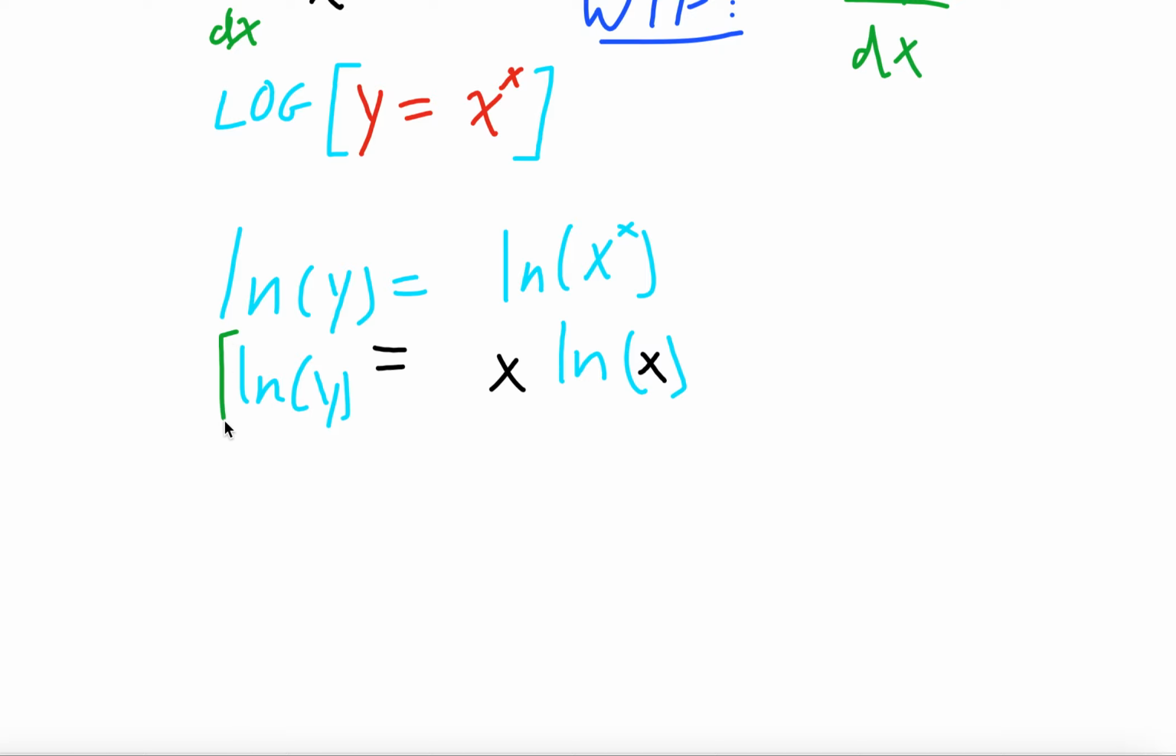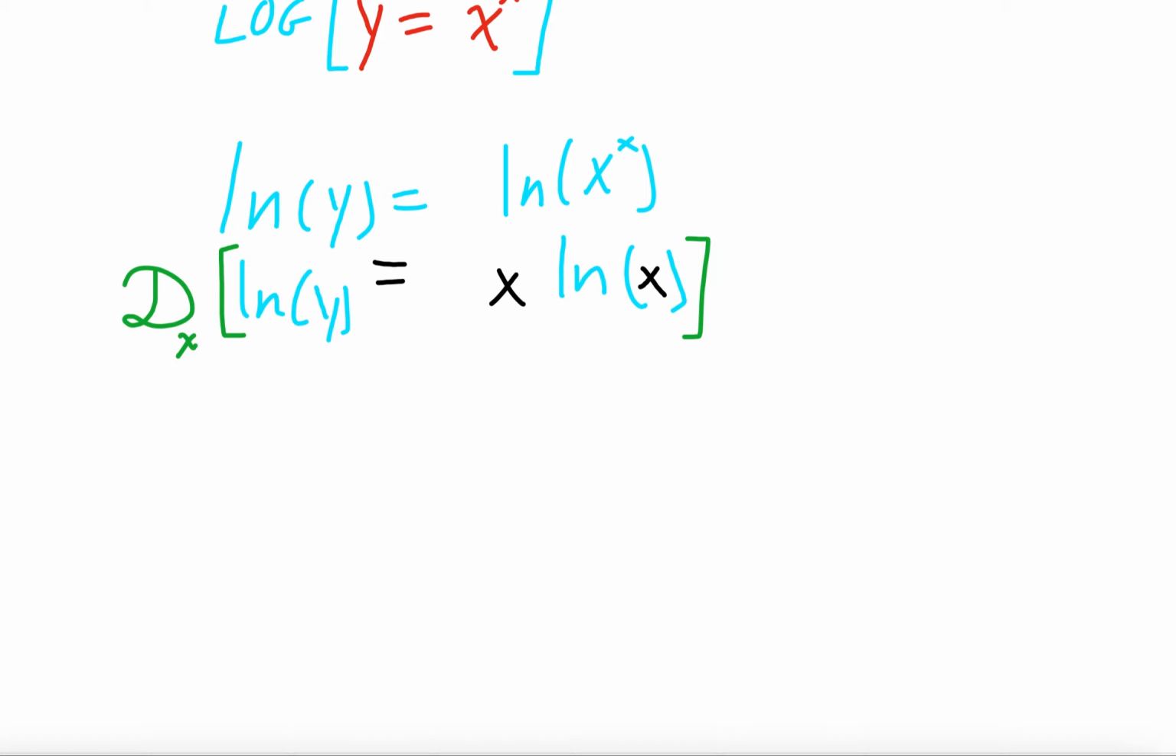And now we're going to use the derivative operator, which just means take the derivative, but we're going to do it with respect to x. So here's a curly d with a subscript x to define the derivative operator with respect to x. So what do we get? Well, on the left-hand side, we have 1 over y. But by the chain rule, we have to multiply by dy dx. And that's what we're trying to find. And now you can see why this is going to be so useful.